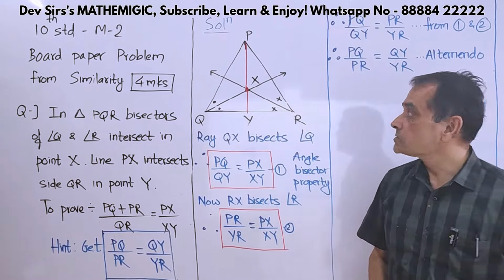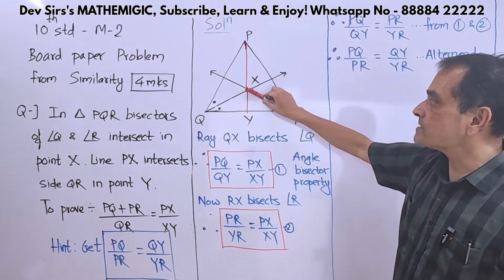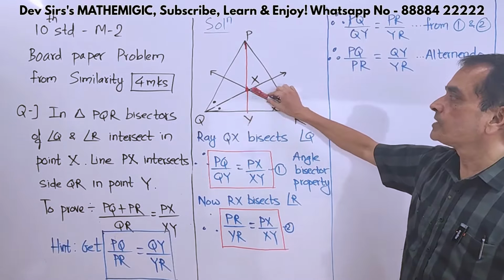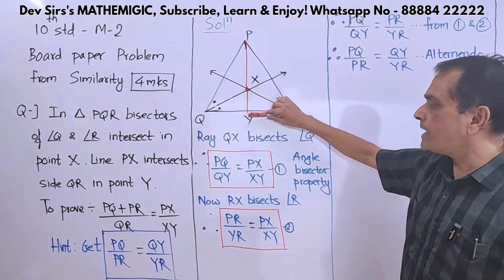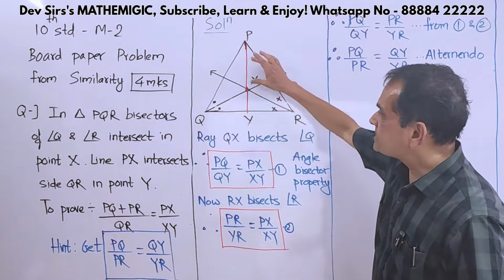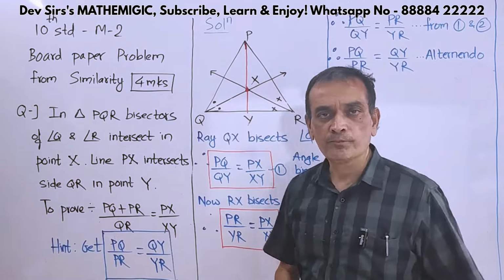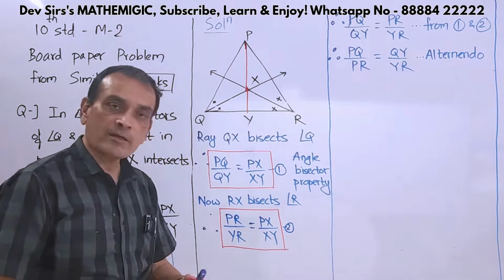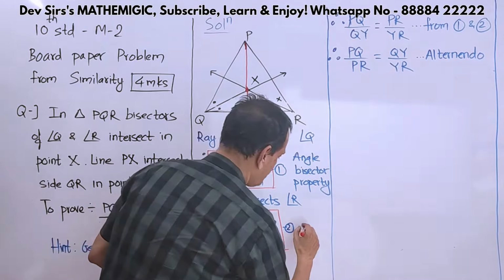Okay? So, keep your pen like this. Take the ratio. PR upon YR. Shift karo. PR upon YR is equal to again PX upon XY. सामने का रेशियो लेने का है. Take the ratio in front. Again reason, angle bisector property. Correct?